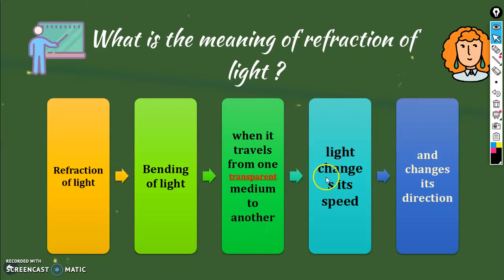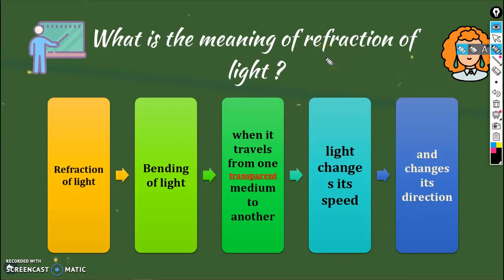The light will change its speed. راح تتغير سرعة الضوء. The light will change its speed. Also it will change its direction. كمان بيغير الاتجاه. So that's why we see the pencil, if I place a pencil inside the water, bent. From this speed to this speed, the direction is changed. So that's why it seems to be bent.